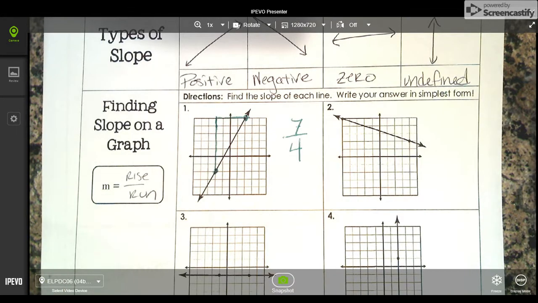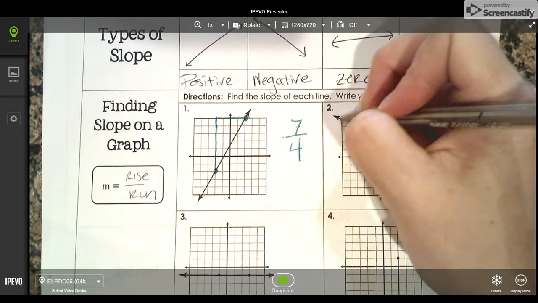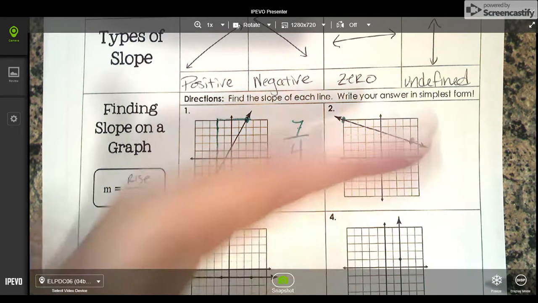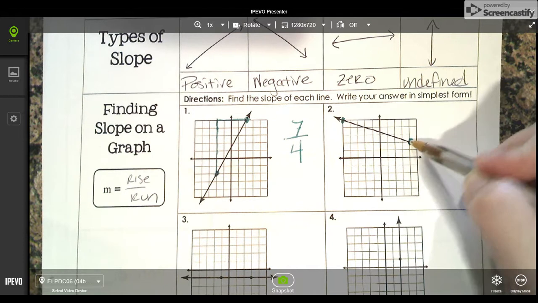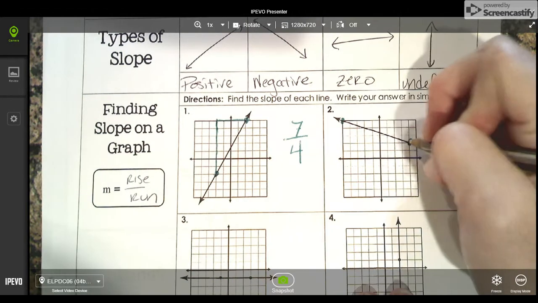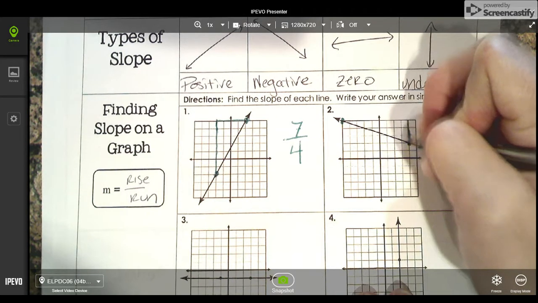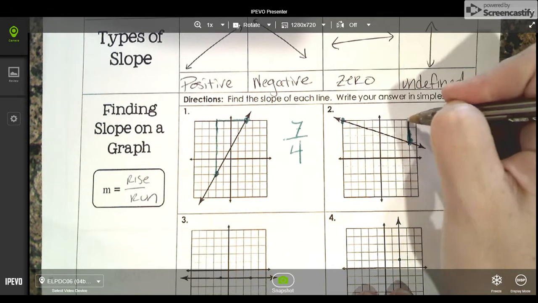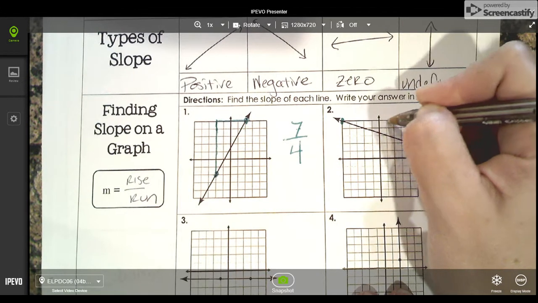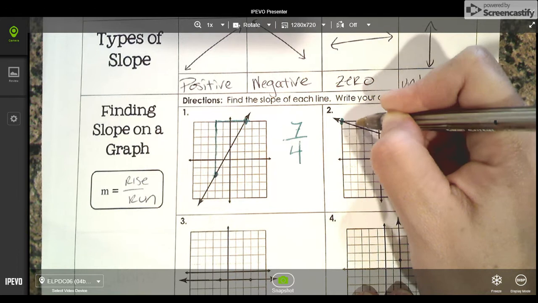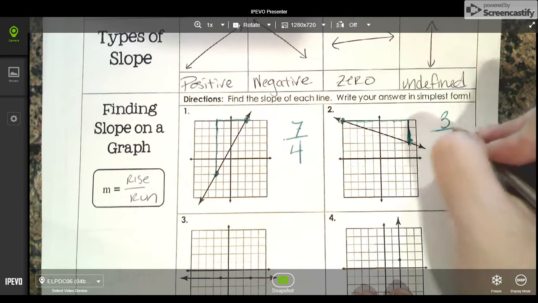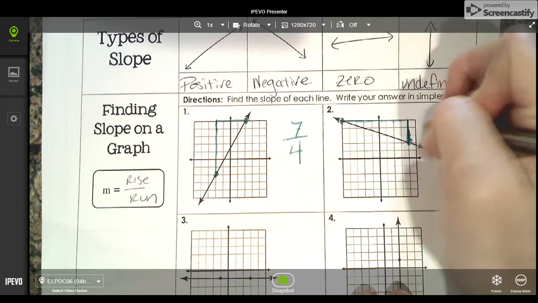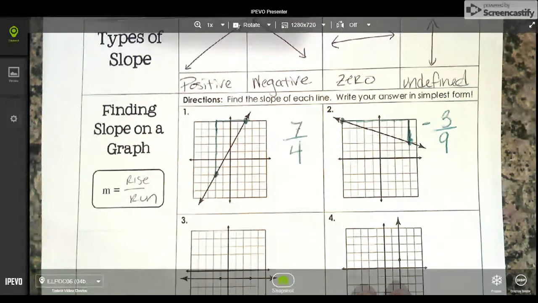So for number 2, your dot's here and here. Okay, start with the lowest dot, so the farthest to the bottom. So I'm going to start with this dot. Count up. So I'm going to go 1, 2, 3 up. And then over. So I have to go 1, 2, 3, 4, 5, 6, 7, 8, 9. Okay. And I went left. So this is going to be a negative slope.